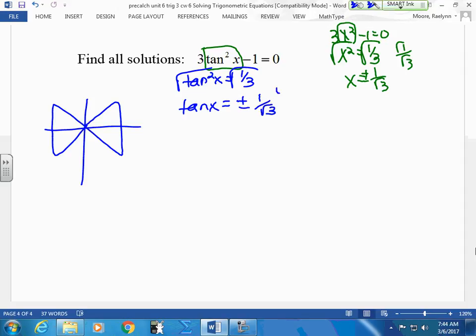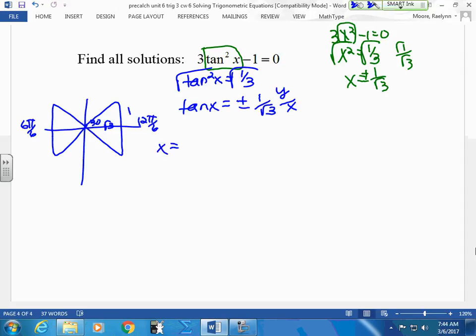Now, I'm not really sure of my angle, but hopefully it's a special one. So I say y over x, 1 over radical 3. Do I recognize this as a special triangle? What's my reference angle? 30. So 30 goes into 180 how many times? 6. So this is going to be 6 pi over 6. This is going to be 12 pi over 6.